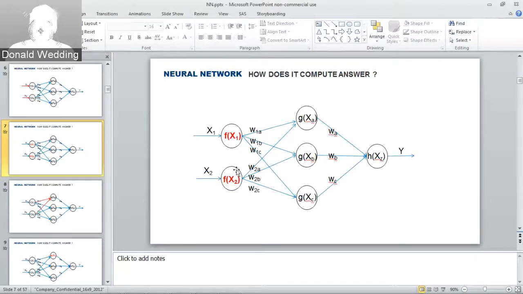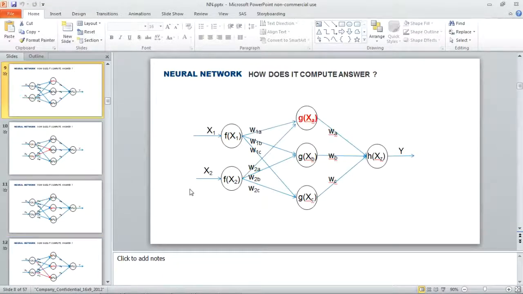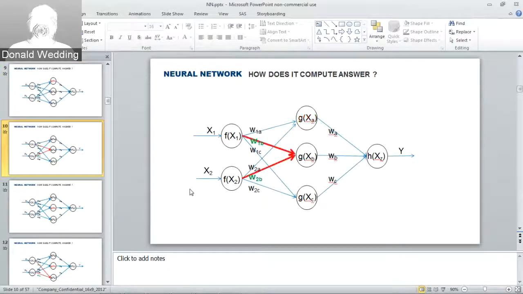Then the value that comes out of these two circles goes into that guy. When I shove them in here, I multiply them by this weight and this weight, and then he does some math. Then I send it into this middle guy, multiply him by a weight, and he does some more math. Then I take those two guys and shove them into the last one, multiply them by other weights, and do some math.